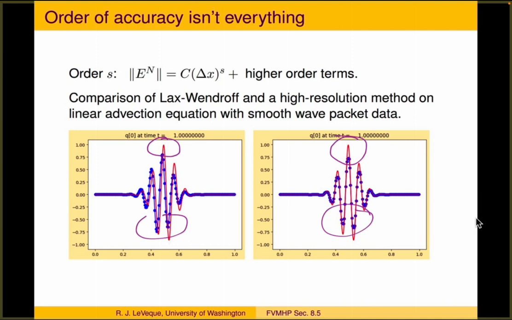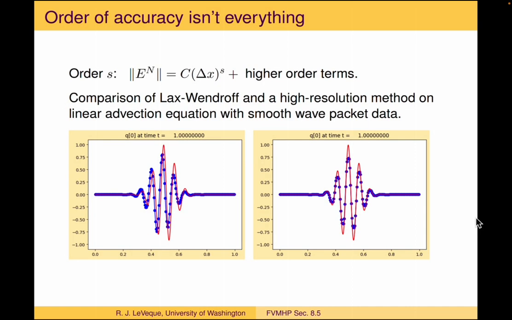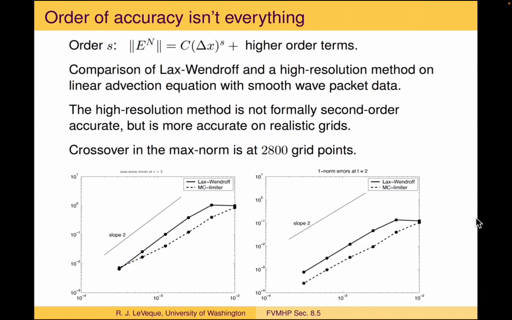And so for some applications, it's much more important to have your waves in exactly the right place than to have exactly the right amplitude, perhaps. So that's another consideration. And even if we just look at the order of accuracy by taking, say, the one norm or the max norm of the error and refine the grid and see what happens, it might be that the high resolution method is actually better than Lax-Wendroff. So here's a convergence plot for that same sort of example.